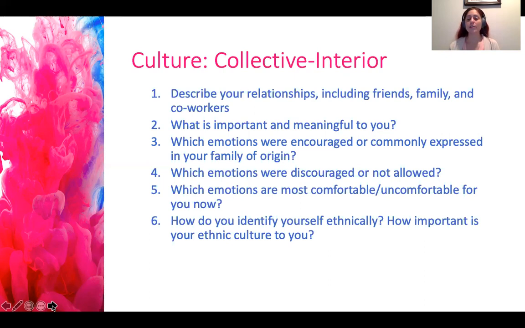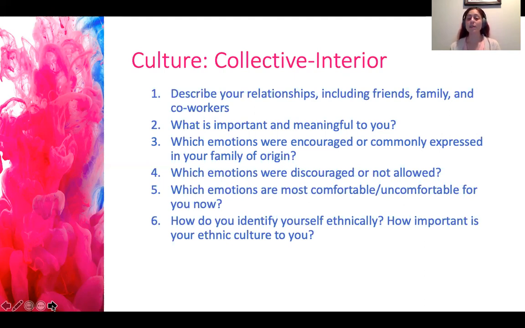Which emotions were encouraged or commonly expressed in your family of origin? Which emotions were discouraged or not allowed? These are great questions, which give you some hints about what they are bringing to the table in terms of their emotion. If an emotion was suppressed, like anger or sadness, it's very likely that that's how they're going to manifest to you. They're going to be uncomfortable with their sadness or anger, and so that's helpful to know.